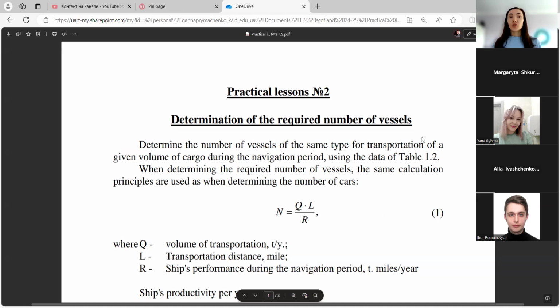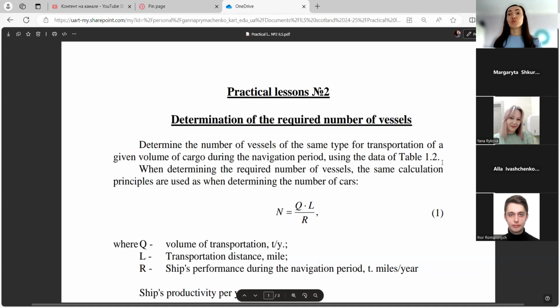So when you write it, we use this information. It is from our methodical recommendations and it is useful information for us. The determination of the number of vessels at the same time for transportation of a given volume of cargo during the navigation period using the data of table 1.2. So we use this information for our variants and for sea and river transport, it is very important some navigation periods because not all years this transport can be useful.